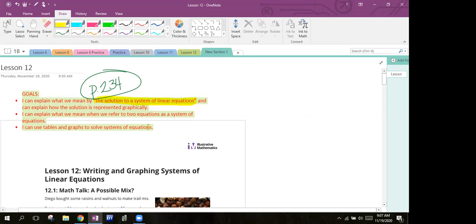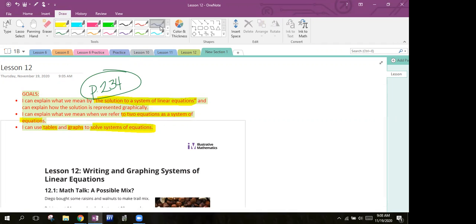And I'm highlighting that because that is new information that we have not talked about yet in this section. And we can explain how the solution is represented graphically. I can explain what we mean when we refer to two equations as a system of equations, and I can use tables and graphs to solve systems of equations.